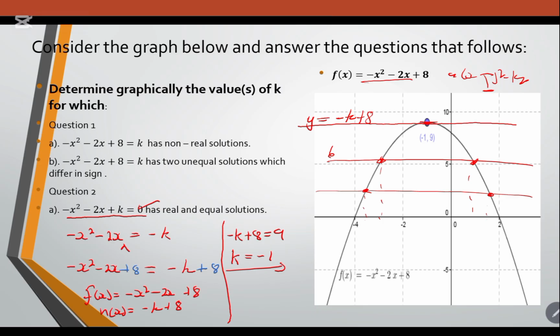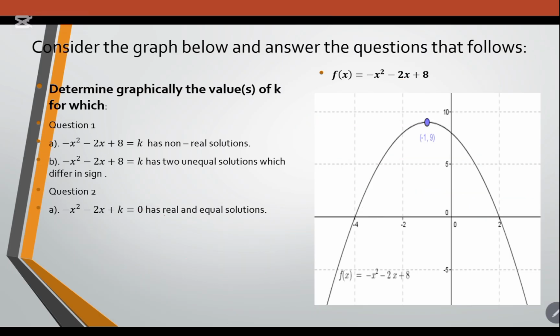Now, we can also prove that by using delta. The next question says negative x squared minus 2x plus k is equal to 0 has real and equal solutions. Now, let us look at this equation carefully.